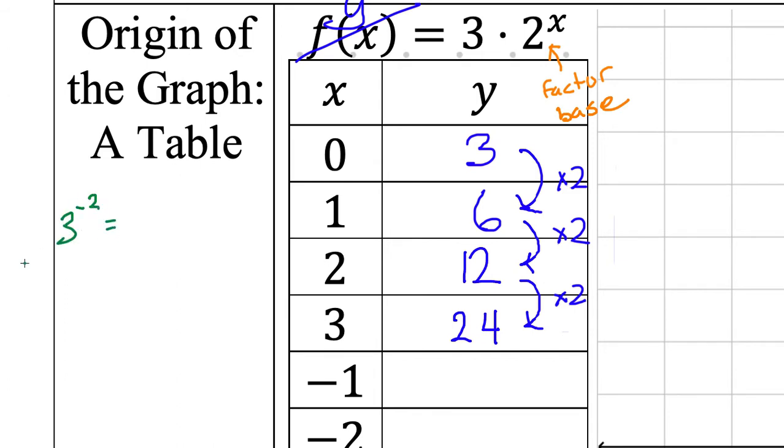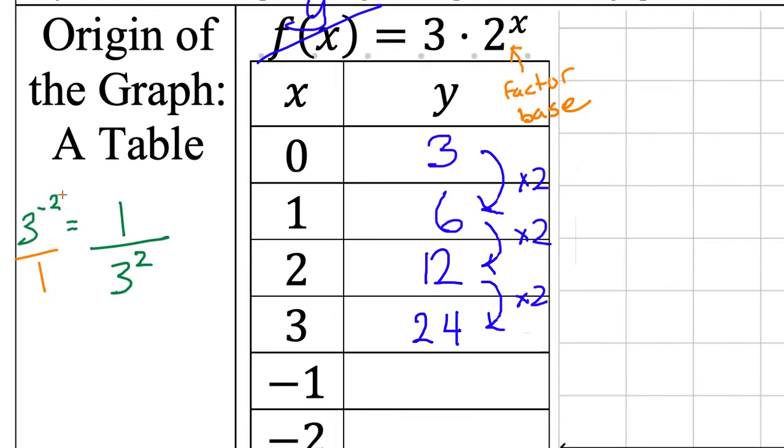Does anyone know what happens when you have negative powers? One person remembers? Yeah, Charles? It would be 1 over 3 to the power 2. Exactly. So whenever I have a negative power, I have to say, oh, this is really 3 over 1, and then I take the reciprocal and make it a positive power. Thank you, Charles.